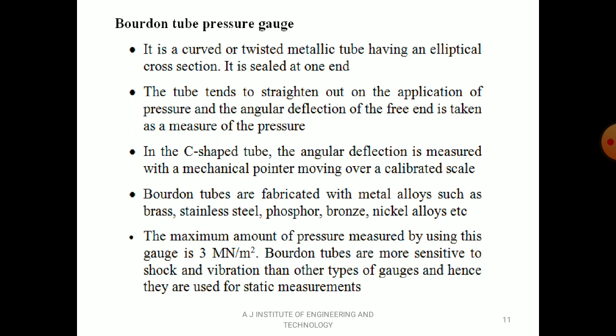Bourdon tubes are more sensitive to shock and vibration than other types of gauges, and hence they are used for static measurements. What is static measurement? There is no motion. If there is motion, that tends to produce vibration. So this cannot be used in a vibratory or shock environment, because that is going to affect the deflection of the elliptical cross section or C section. Because of that, you are going to get a wrong pressure value. So that is a drawback of the Bourdon tube pressure gauge.